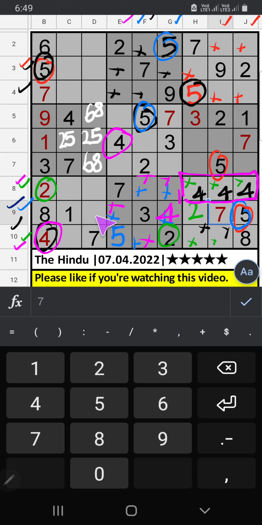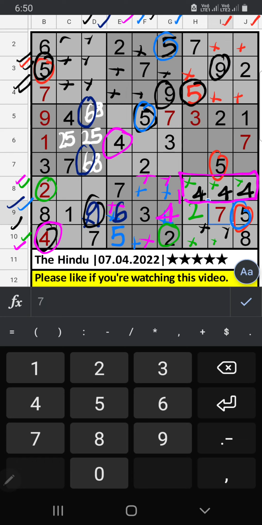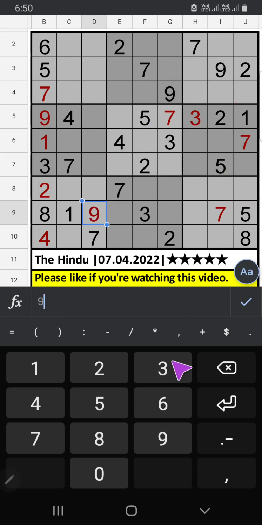9th row, 2 numbers are remaining, 6 and 9. Column D, we have 6. So 6 can't come in this cell. 6 is confirmed here. Then 9 is here. Third row and 4th row, we have 9. Column D also we have 9. So 9 can't come in these cells. The 9 is confirmed here.